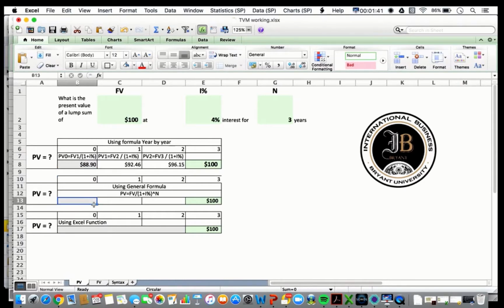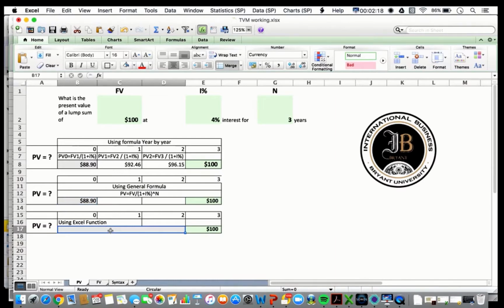How do we do it directly? Well, with the general formula, it is simply the future value, no matter what year it is, divided over 1 plus the interest rate to the n power. In this case, we're going to make it down 3 years. We do 3 years here. Press enter, and look at this. We have the same answer once we account for the decimals. I'll talk about this in just 1 second.